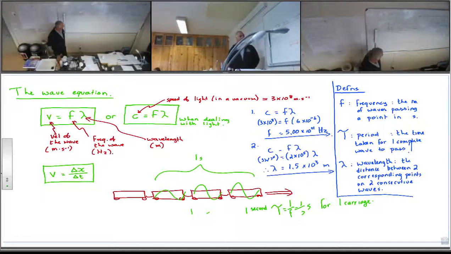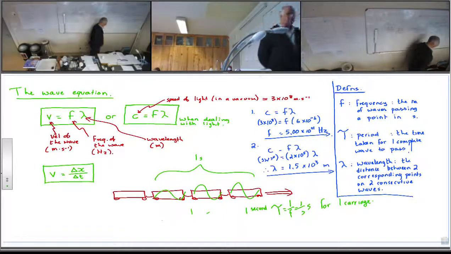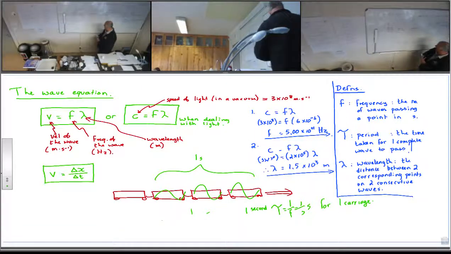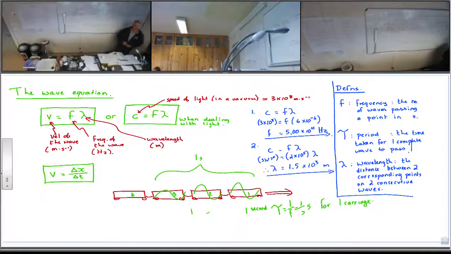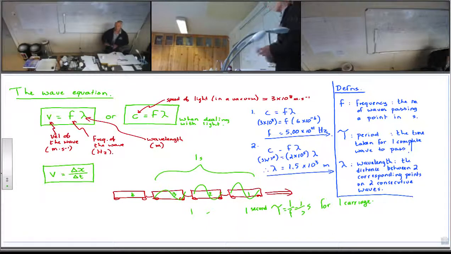Okay, now if these are three waves, we'll label this wave number 1, number 2, number 3, number 4. Which of these waves are consecutive waves? What does consecutive mean? One after each other. So give me two consecutive waves here. 1 and 2. Another two consecutive waves? 2 and 3. What about 1 and 3? No. Now, who can tell me what do we mean by corresponding points?